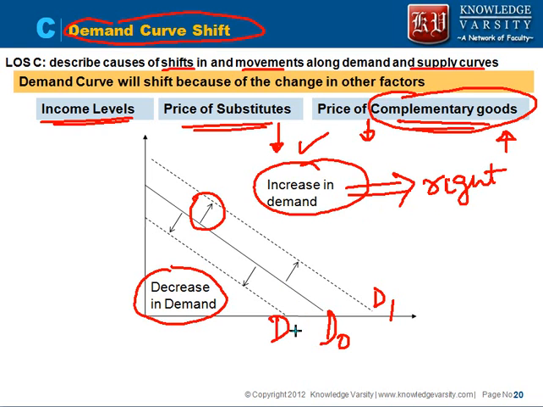Let's say this is D2. A decrease in demand is a shift towards the left side. So these are the shifts, and these are the primary factors that the shift will depend on.